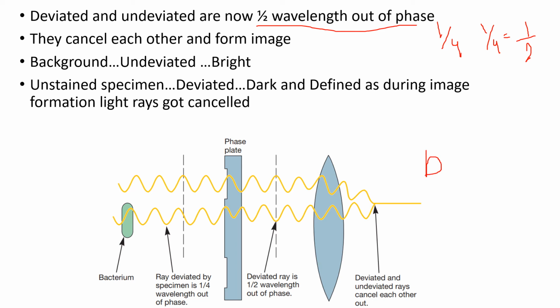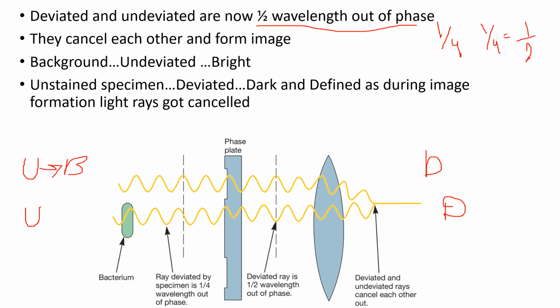It's simple to predict that deviated light rays will be making the image, but it's not like that. When undeviated and deviated light rays pass through the objective lens, those undeviated light rays coming from the field make the field of the image, the background of the image. Okay, so what is happening? It'll be bright. Now why will it be bright? Because undeviated light rays, when they reach the objective lens, form the background.